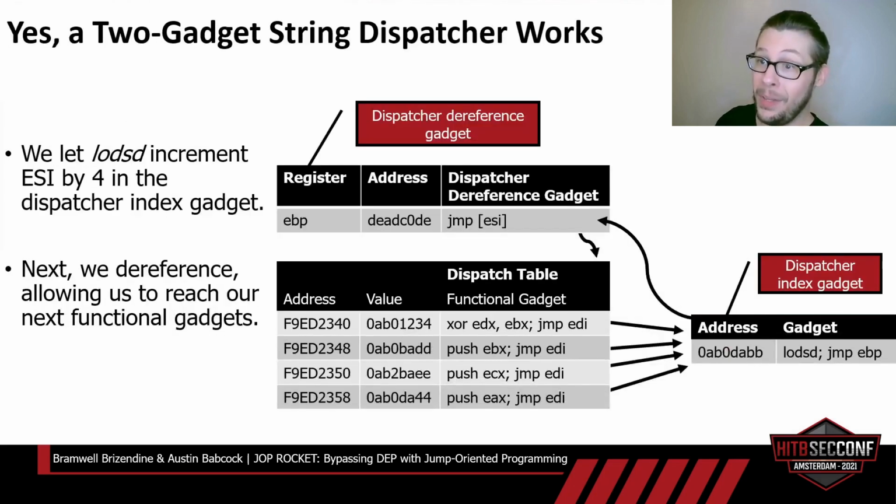And yes, the two-gadget string dispatcher works as well. Again, it just switched it up a bit. So in this case, we would do load SD and then a regular jump to EBP. And then now we dereference ESI in the second dereference gadget.